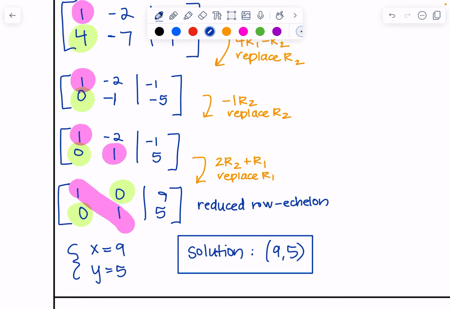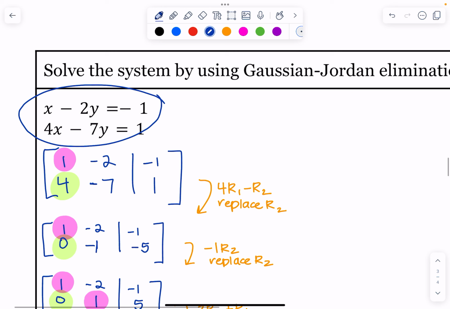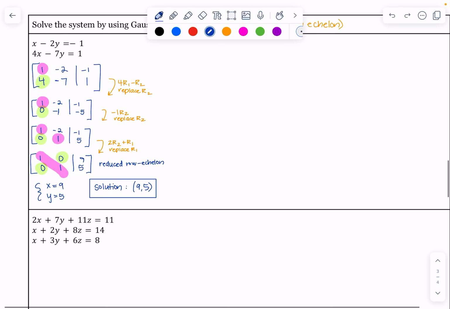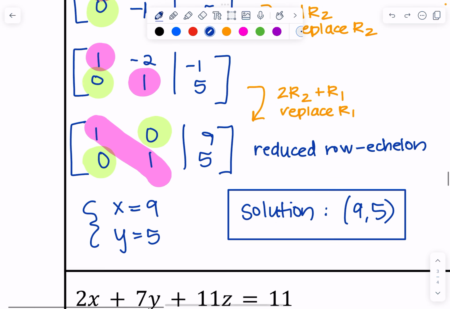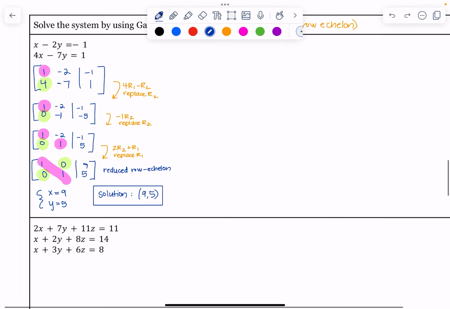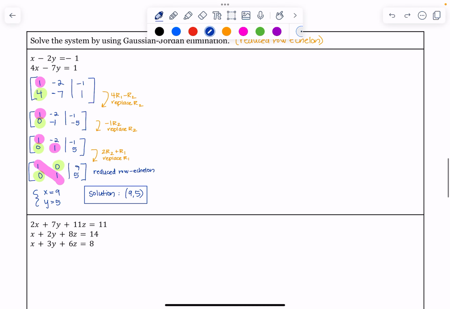Okay, and if we really wanted to check that, we could plug in 9 and 5 into our original system. Okay, so yeah, with Gauss-Jordan or reduced row echelon form, there is no substituting back in, because of these zeros, it's already done for us. I'm going to take off these highlights just because it's kind of hard to see.